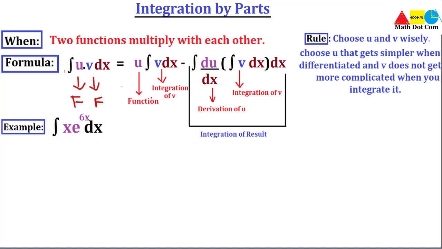If you are able to decide which one to choose as u and which as v, then it will be easier to solve the complex functions as well. This is the integral of two functions, where we have x as one function and e raised to power 6x as the second function. Now let's choose what should be u and what should be v. I will choose x as u.